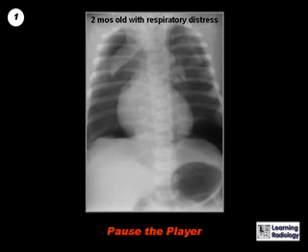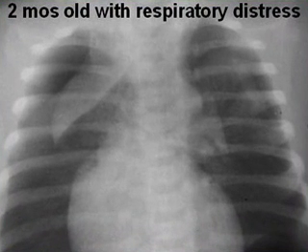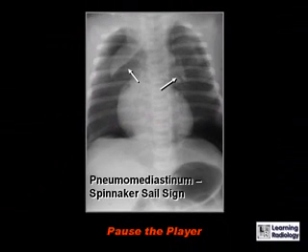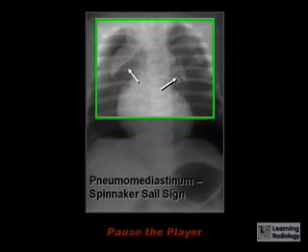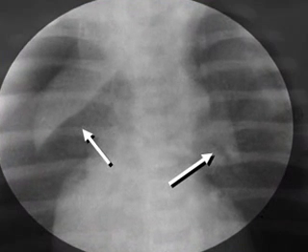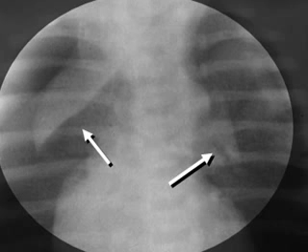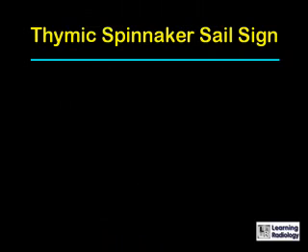Here's the first case. It's a 2-month-old with respiratory distress. Pause the player. This is a pneumomediastinum, and the sign that you're looking at is the Spinnaker sail sign. You can see that the right and left lobe of the thymus gland have been lifted up off of the heart, the white arrows are pointing to them, by air in the mediastinum.